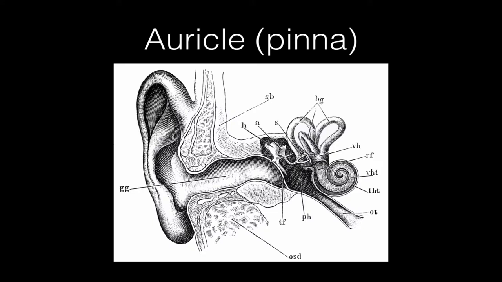The auricle or pinna is the outer portion of the ear that you see here. So the flap that is on the outside is the auricle or the pinna. The pinna collects the sound waves and directs them towards the tympanic membrane.